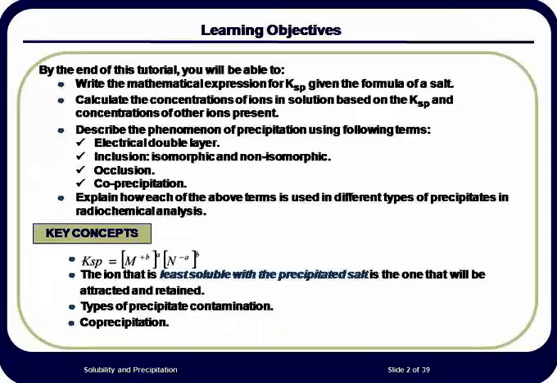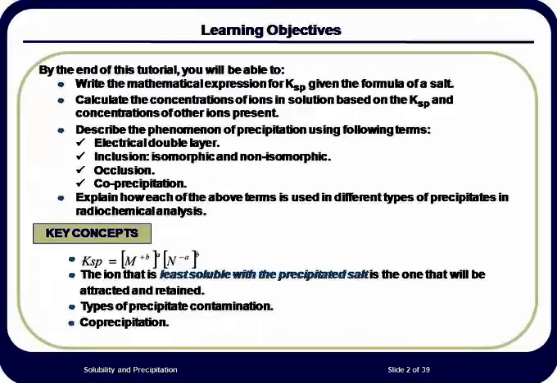The learning objectives for this module on solubility and precipitation are: write the mathematical expression for K sub Sp given the formula of a salt. Calculate the concentrations of ions in solution based on the K sub Sp and concentrations of other ions present.